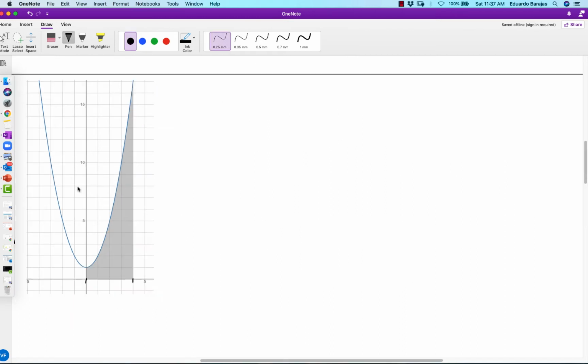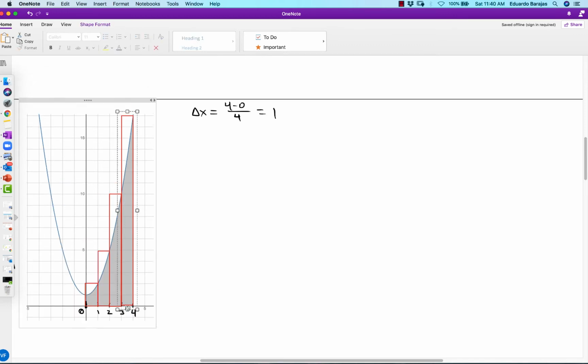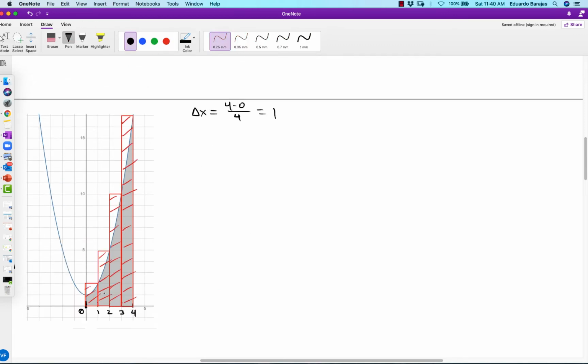Let's do 4 rectangles. Okay, so this time we want to let delta x go from 4 minus 0 divided by 4, since we're going to do 4 rectangles. Which clearly means that each rectangle is a width of 1. So x goes from 0, at 1, at 2, at 3, and at 4. And we're going to have rectangles. Okay, so let me draw in the rightmost rectangles. Okay, so there are my 4 approximating rectangles.